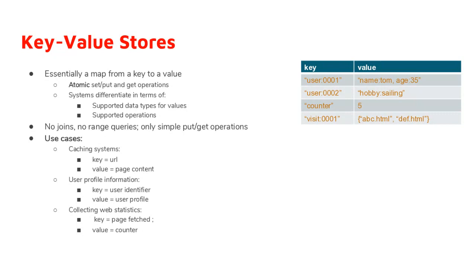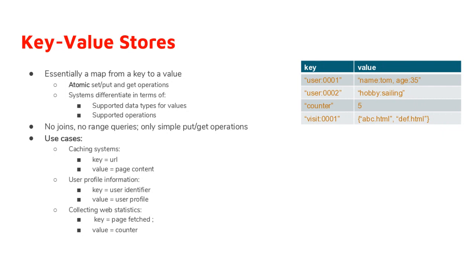And different key value stores have differences in the data types they support for values. It can be only a string, or maybe more complex types of values such as JSON, and also the operations they support. So there are some differences in that. The key value store doesn't support joins, no range queries, only simple put and get operations. And what are some use cases where a key value database is useful?